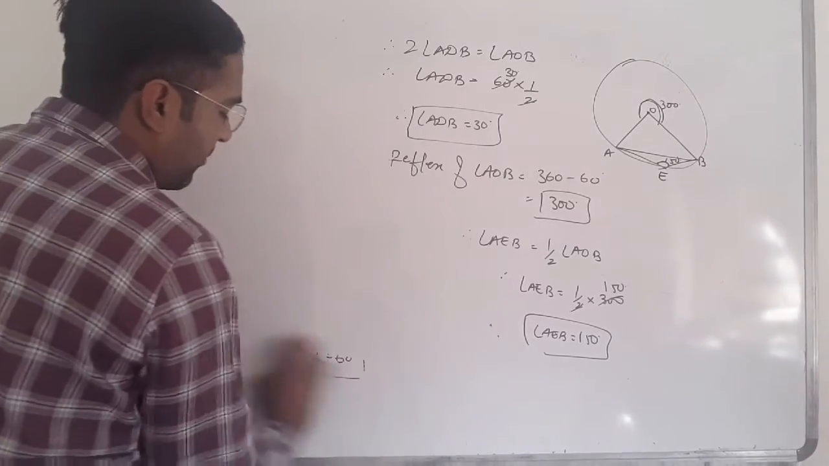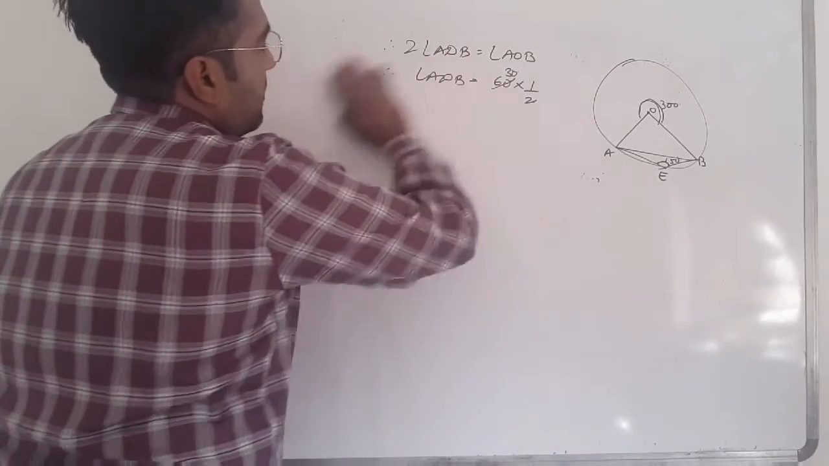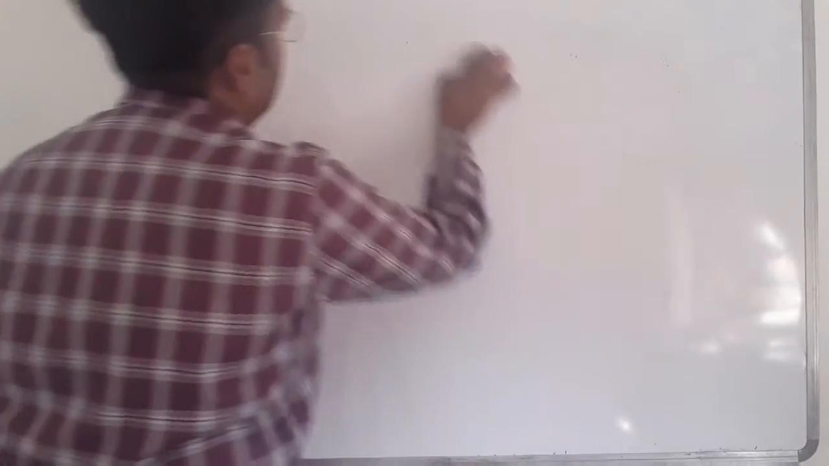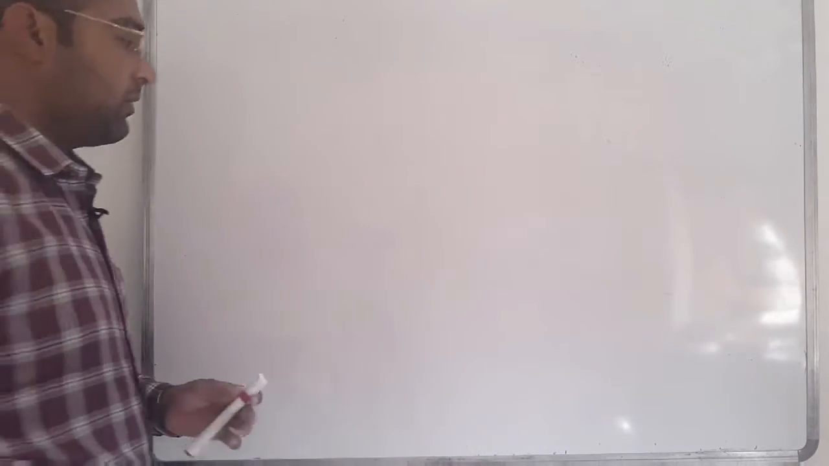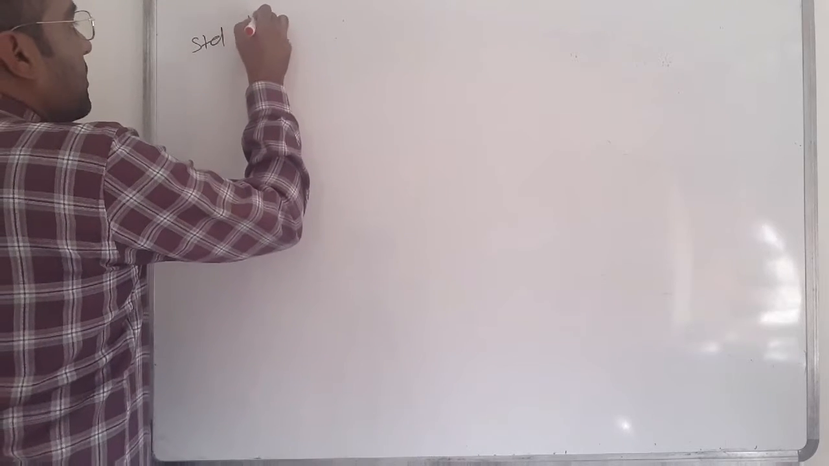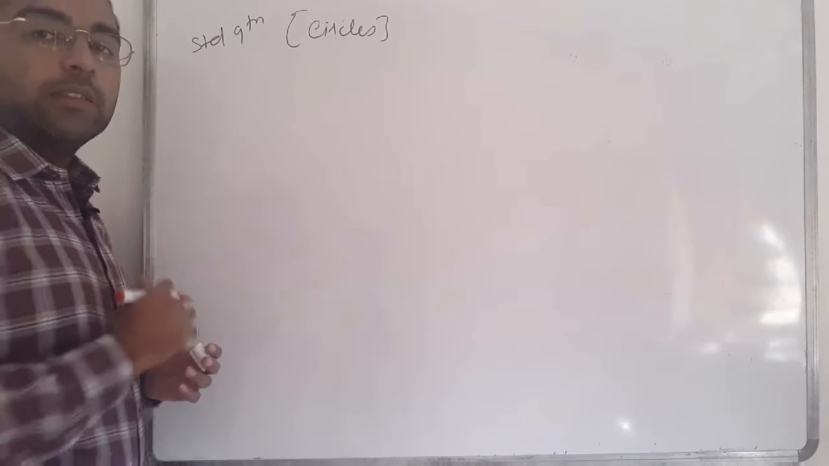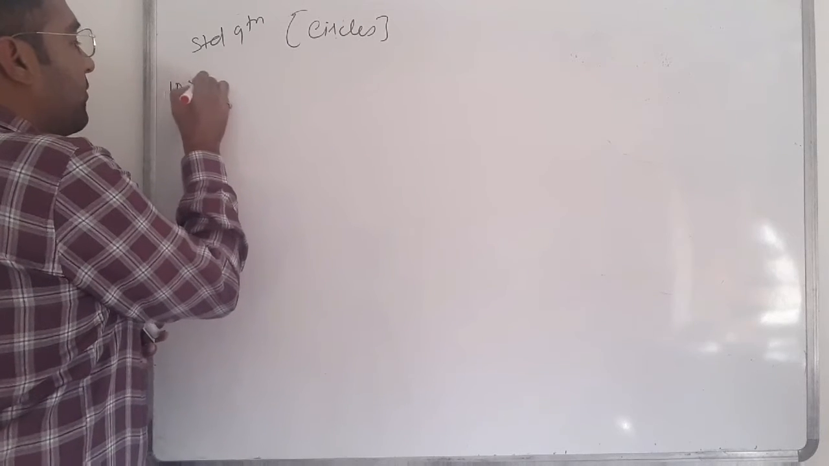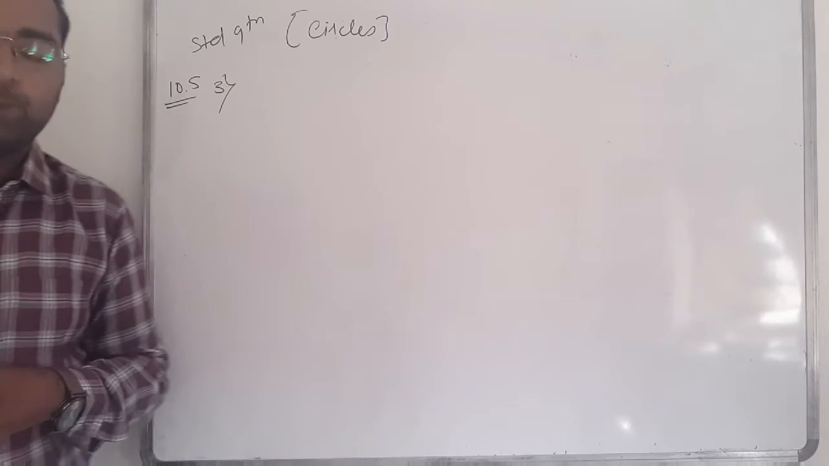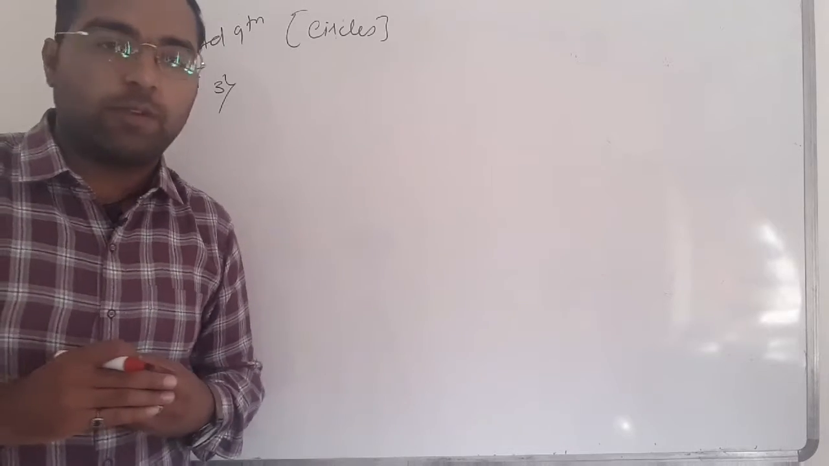So now we are moving on to question number 3. We are learning about standard 9, and the name of the chapter is circles, exercise 10.5, question number 3. The figure is given, so first of all we have to draw the figure.